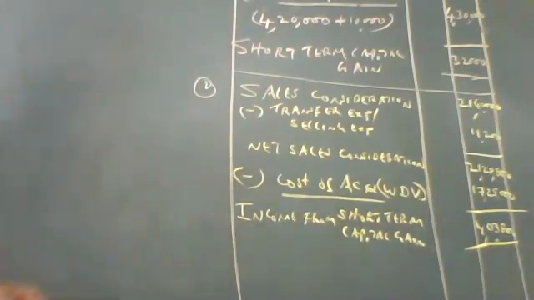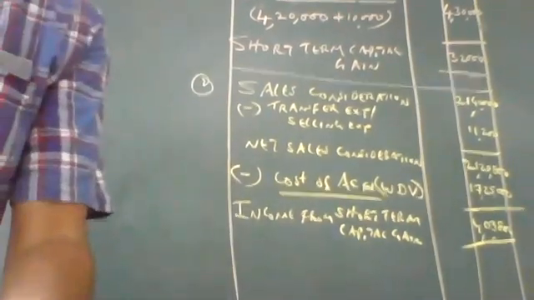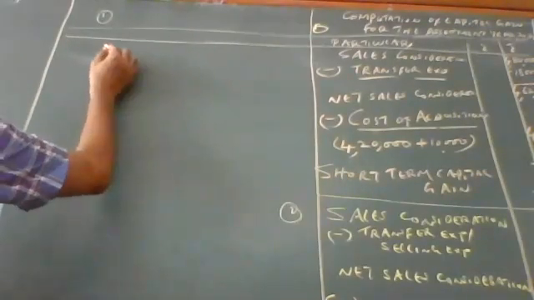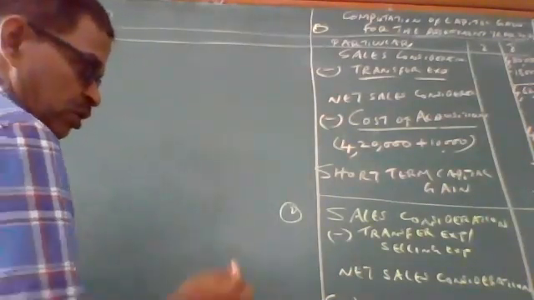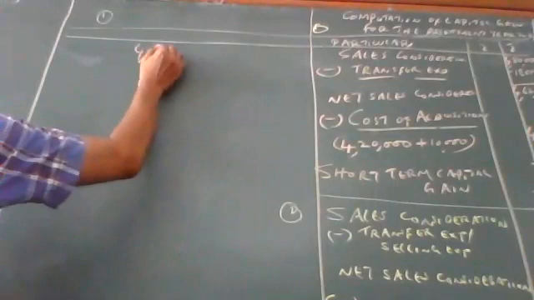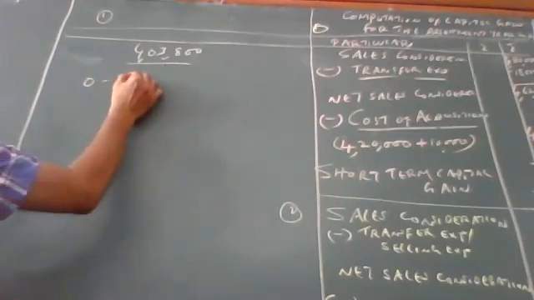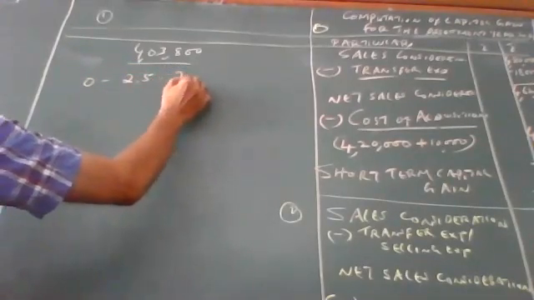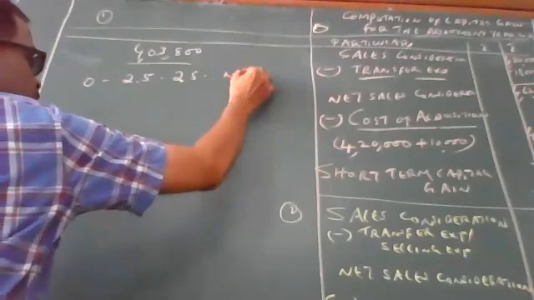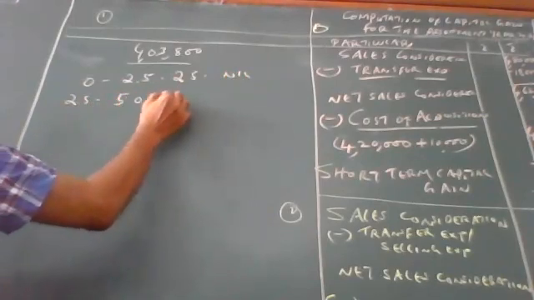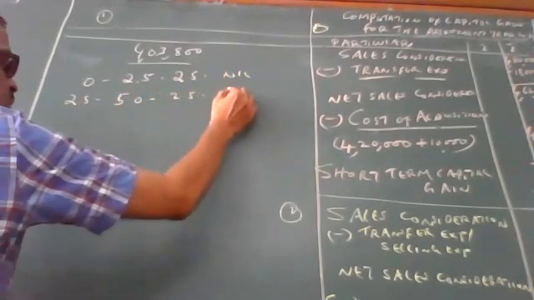Now we'll calculate the slab rate of tax. So what is the slab rate? Suppose you remember the slab rate for a normal citizen less than 60 years, because age is not given, assume less than 60 years. Now, what is the value for short term? 4,03,800 is the short term capital gain. Now remember the slab rate: 0 to 2.5 lakhs, the difference is 2.5 lakhs, tax is nil. Now 2.5 to 5, the difference is 2.5, tax is 12,500.